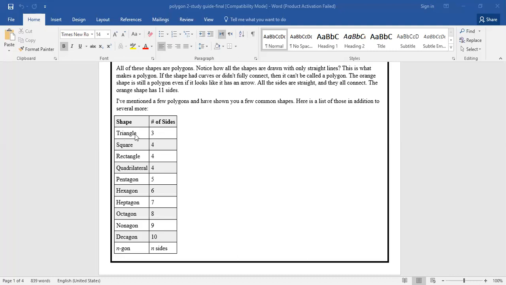Any polygon with 3 sides, we can call it a triangle. A square and rectangle consist of 4 sides, and any polygon with 4 sides we can call a quadrilateral. 5 sides, pentagon. 6 sides, hexagon. 7, heptagon. 8, octagon. 9, nonagon. 10, decagon. If you have more than 10, we put the number and the word gon, like 11-gon, 44-gon, 100-gon, and so on. So the word gon means what?